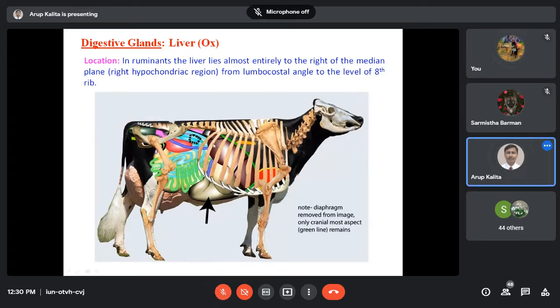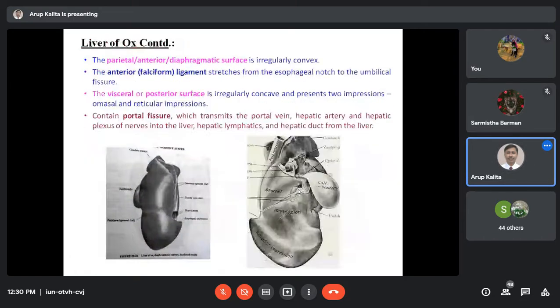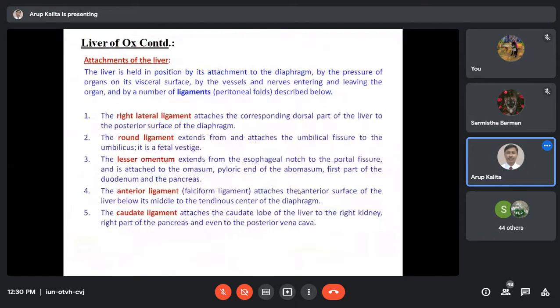So, the liver is obliquely present here, right? If there were no attachment, this part would fall down. But it is not falling down. Why? Because there is some attachment. So, what are the structures which attach the liver so that it can remain in position? That I am going to teach you now. Now, what are those structures?